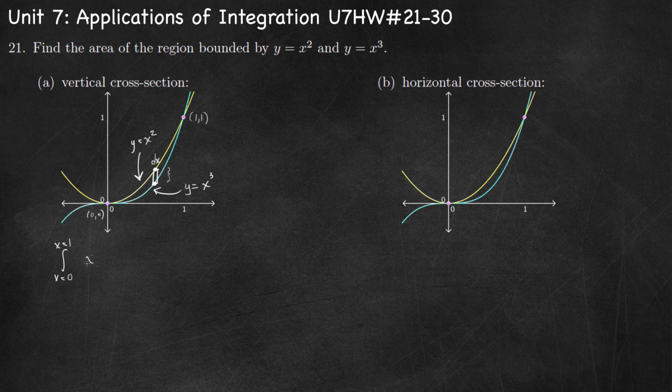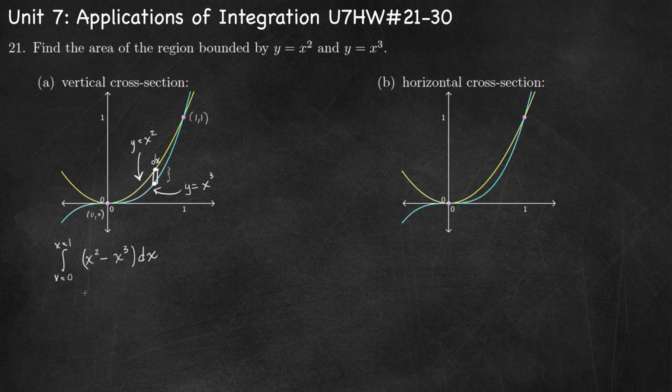So that will be x squared minus x cubed. That's the height of my rectangle, and then the width of my rectangle is the dx. We multiply the height times the width, we get the area of the rectangle, and the integral sums up all of these possible rectangles that we can draw as the width approaches 0. We're going to go ahead and evaluate this integral by hand.